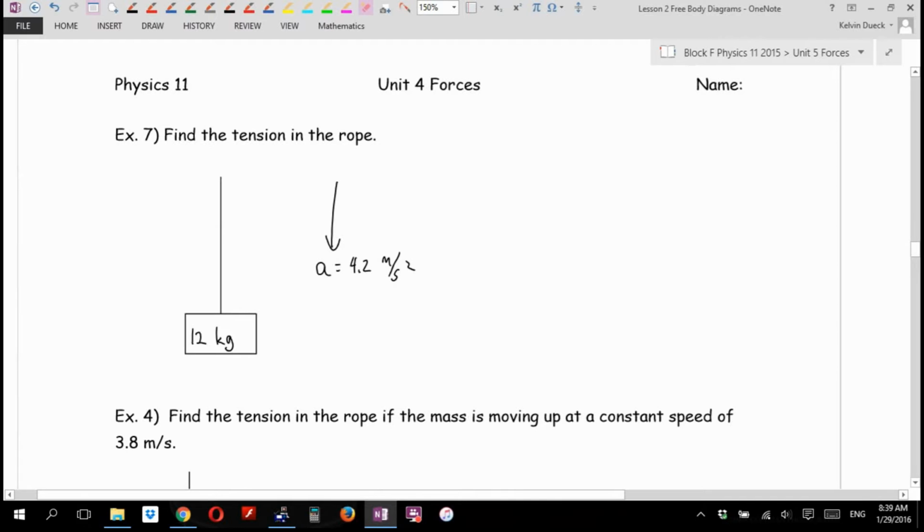Example 7, find the tension in the rope. Isn't this the same question, Mr. Duke? Not quite.